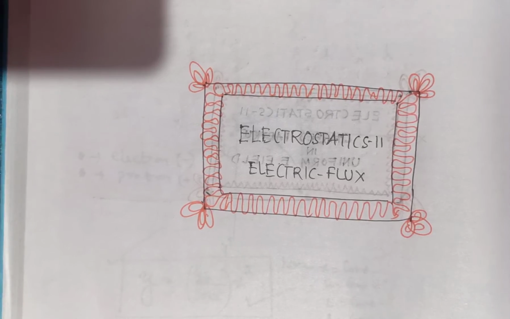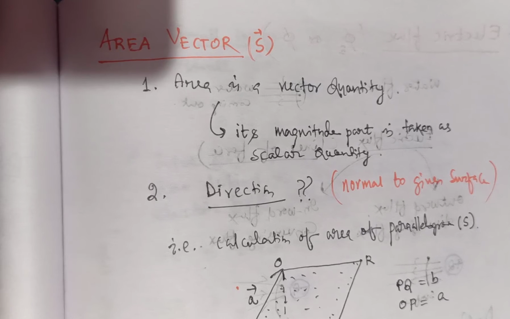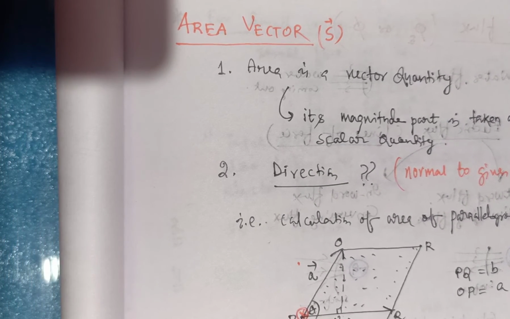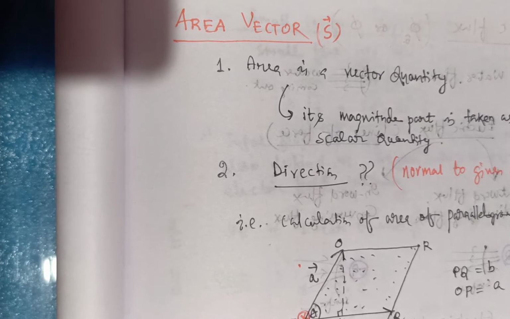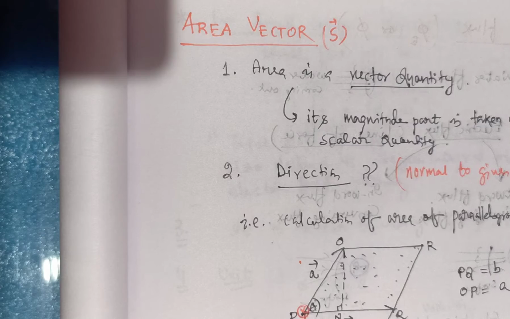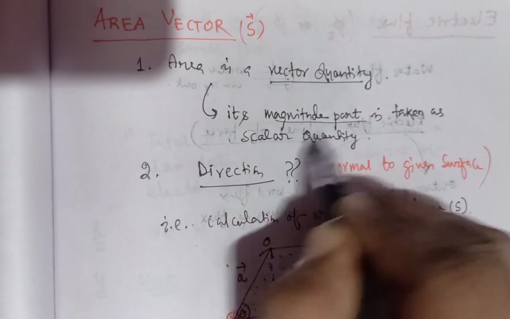We will proceed to discuss what is area vector. It is represented by the symbol S vector. This represents the area vector. First of all, you remember that area is a vector quantity. Its magnitude part is taken as its scalar quantity.